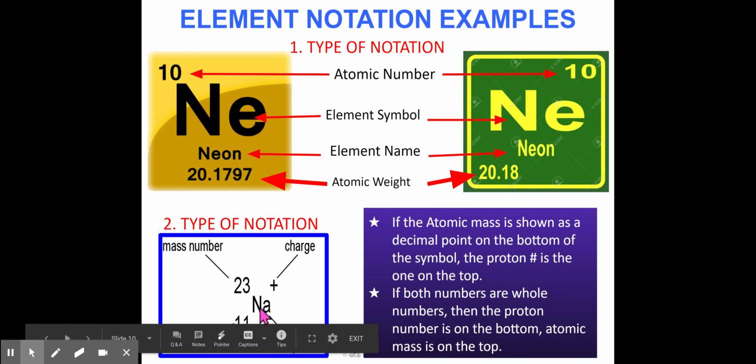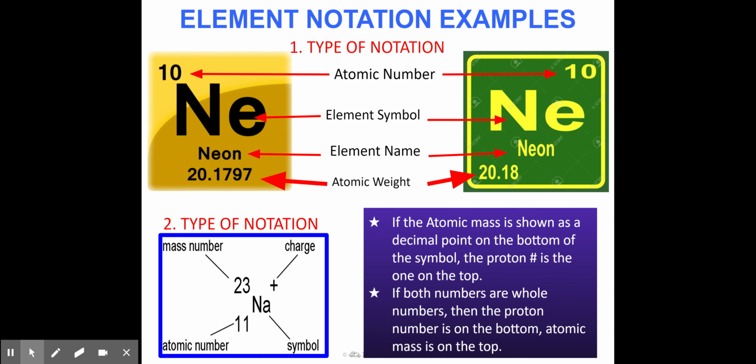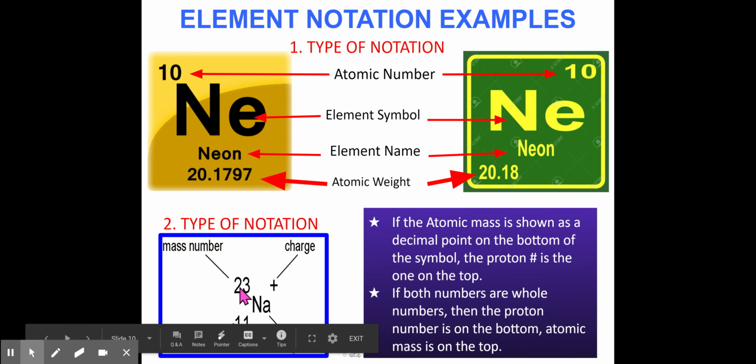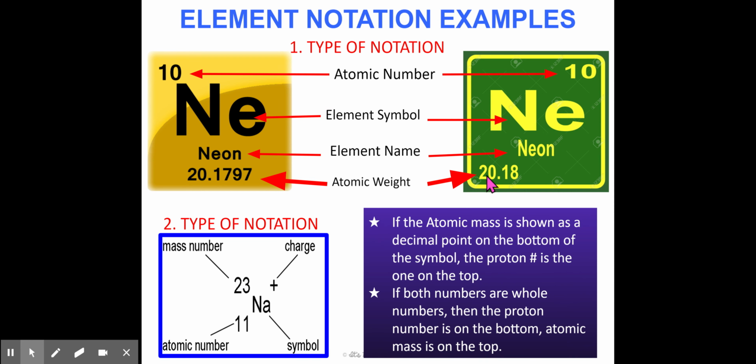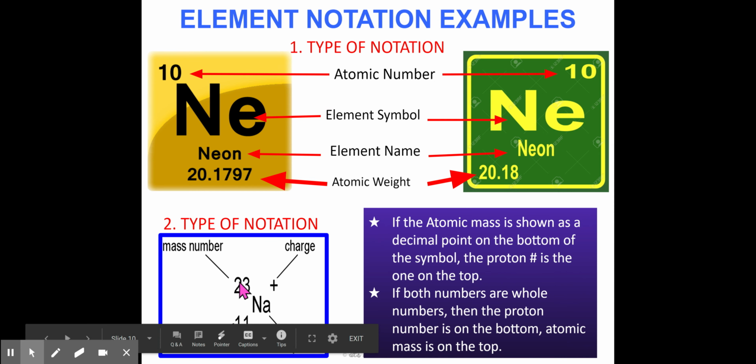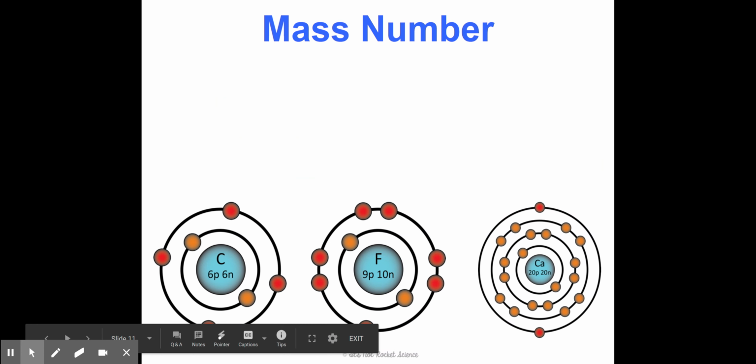This is the second type, so Na, the sodium. The mass number is 23. See, there's no decimal number here. If there's no decimal number, the number on the top is the mass number, which is the atomic weight. Atomic weight and mass number are the same thing, okay? So that's the mass of the sodium. That's the mass of the neon. So sometimes it's on the bottom, sometimes on the top. Don't get confused, okay? All right.